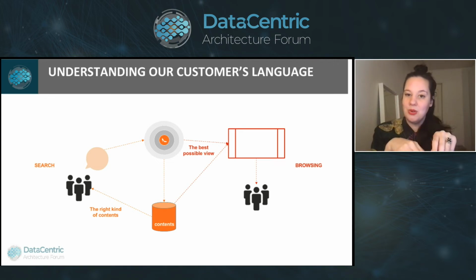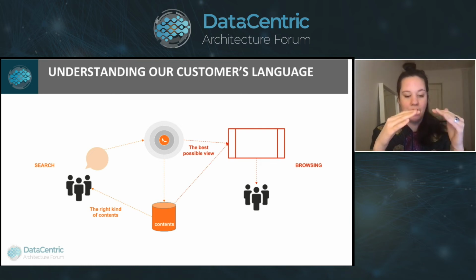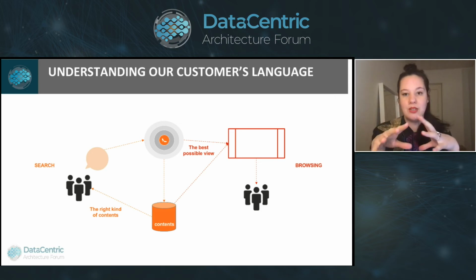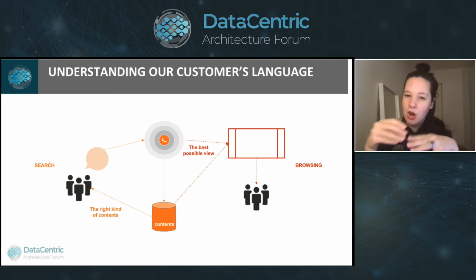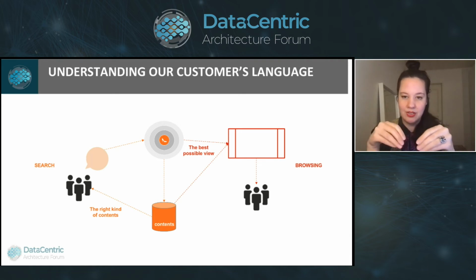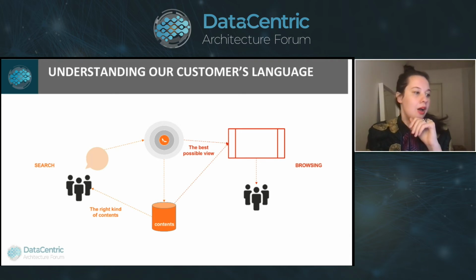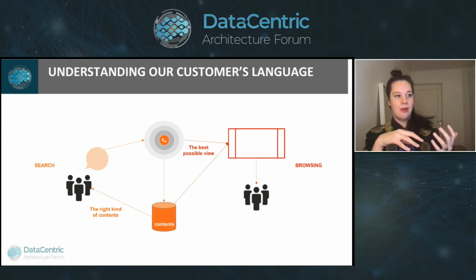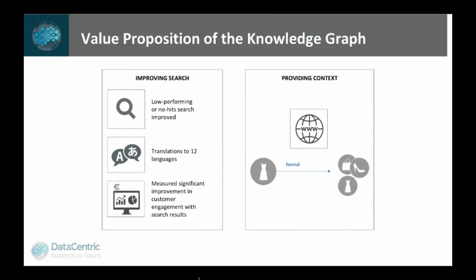So that when a customer goes into search and types winter, they will actually see products that are suitable for winter. And then we can also give the best possible view in browsing. So if our customers are browsing the shop, we can give them context to why they're seeing certain things. On our next slide, what you can see is the value proposition of the knowledge graph.